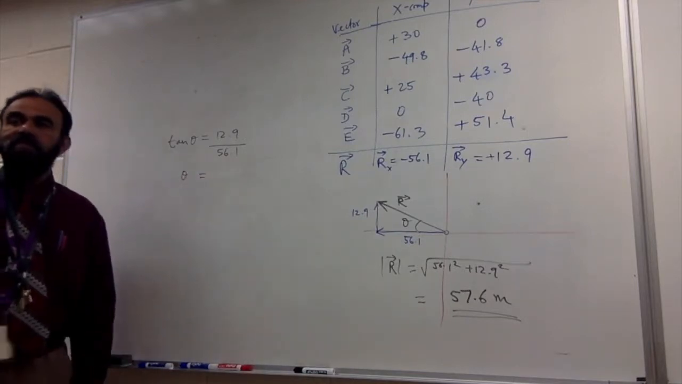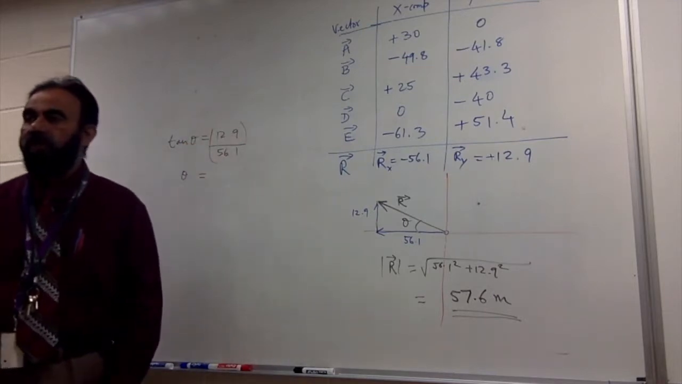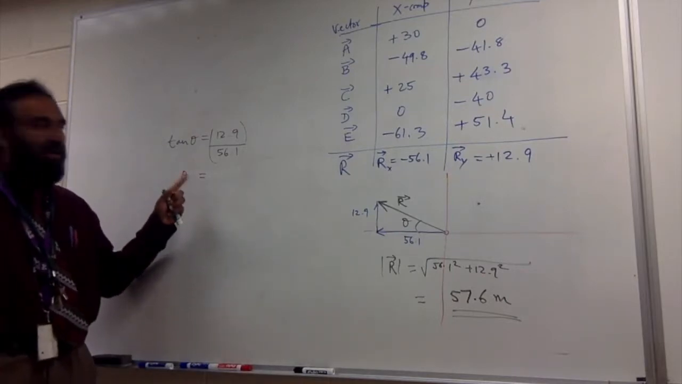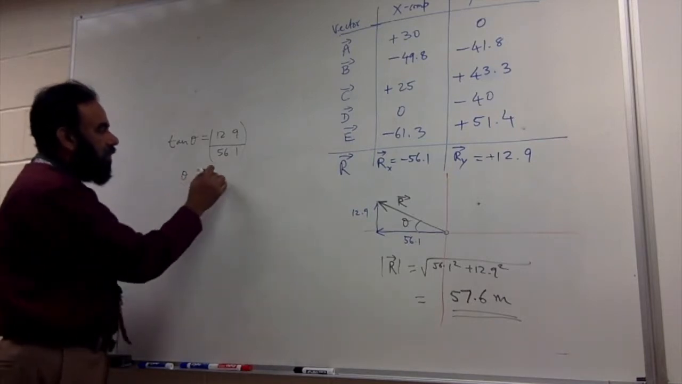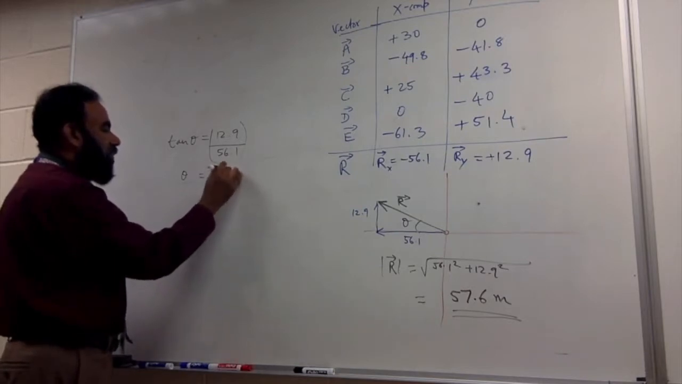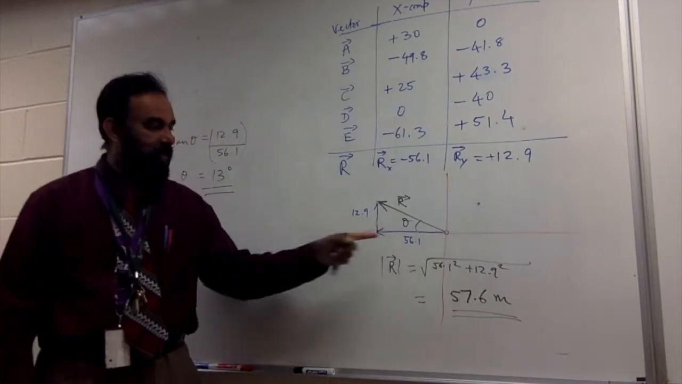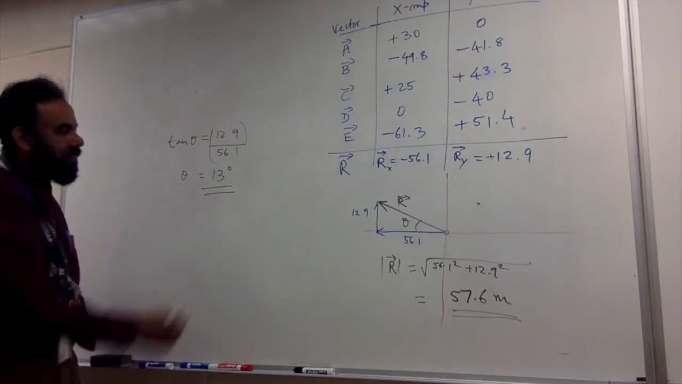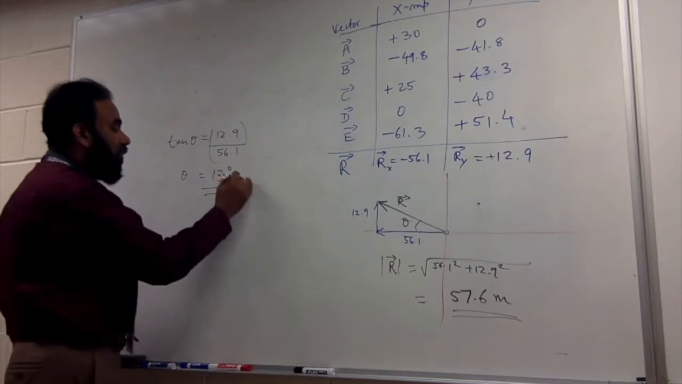Do that. Second function, tan, which is tan inverse, 12.9 over 56.1. What do you get? 12.95, which is basically 13 degrees. Now you have to say which way. 13 degrees where? West. North of west.